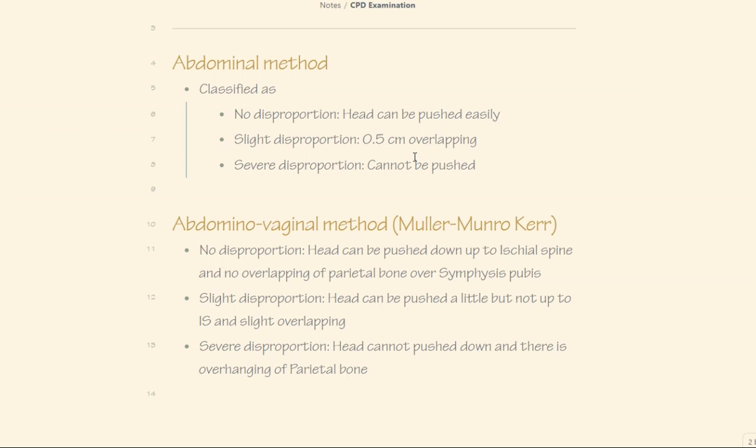Abdominovaginal method. Here, with one hand, like the left hand, the head is pushed down, and with the other hand, inside the vagina, a finger is placed near the pubic symphysis. If the head can be pushed down to the ischial spine and there is no overlapping of the parietal bone over the symphysis pubis, then that is considered no disproportion. If the head can be pushed a little but not up to the ischial spine, that is slight overlapping, so there is slight disproportion. If severe disproportion is there, then the head cannot be pushed down and there is overhanging of the parietal bone.